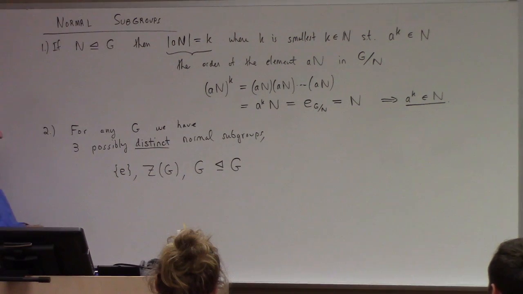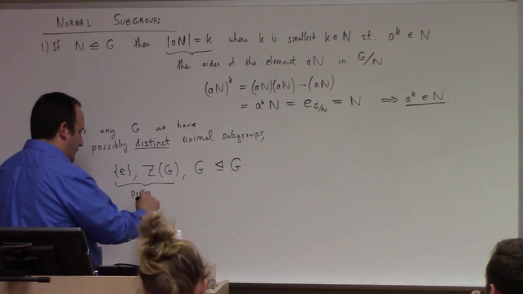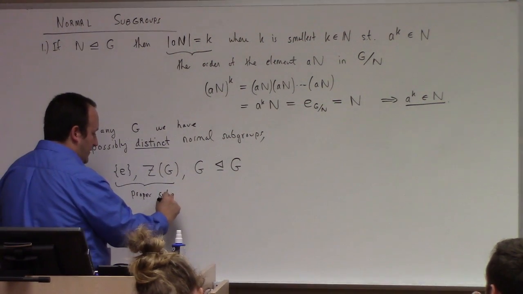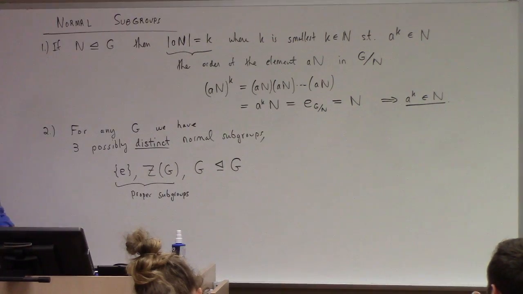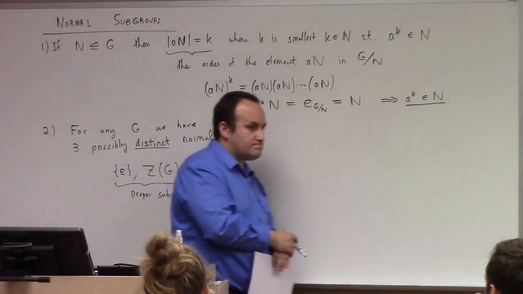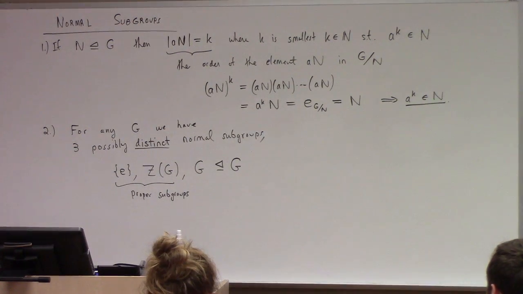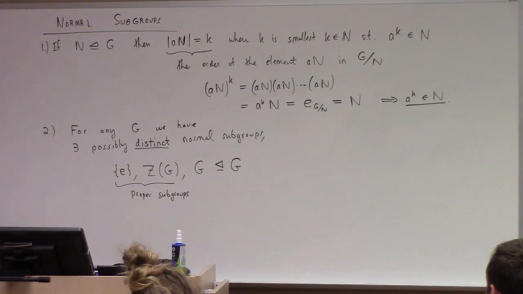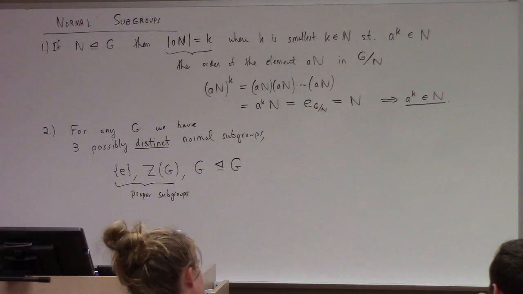In terms of proper subgroups, only these two are possibly proper. When would the center not be a proper subgroup? For example, when G is abelian, right? When it's abelian, Z(G) is just G, so it wouldn't be proper. Of course, E is a trivial subgroup. Okay, so those are some easy pickings, examples of normal subgroups for any group. I should have mentioned that.